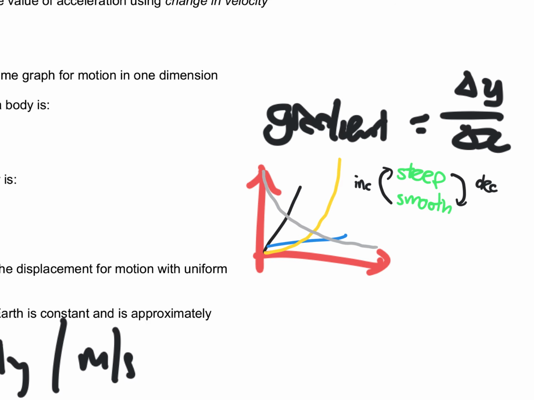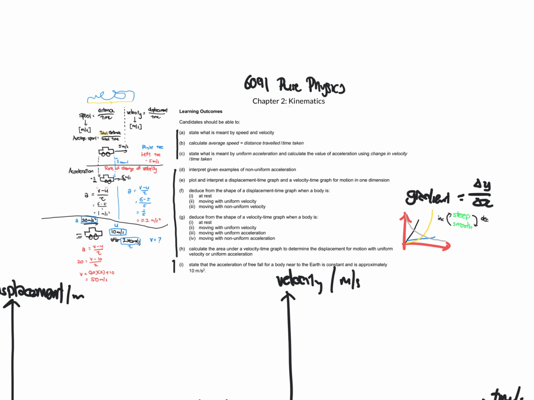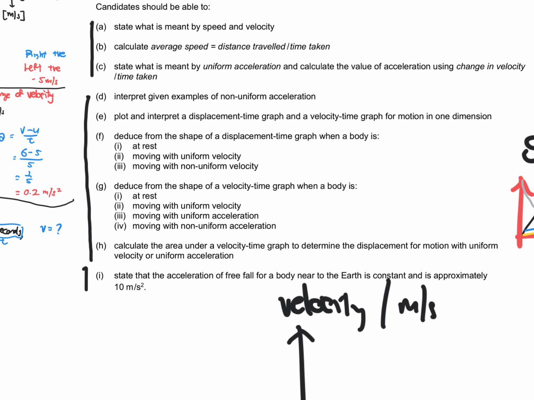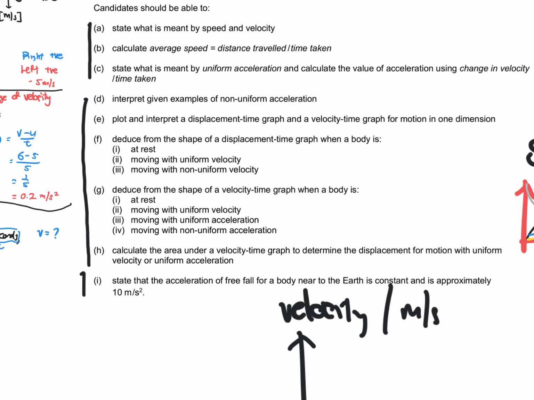Now, why is this important? It's because we'll be using these concepts of changing gradients to describe what's happening in our graph. So let's look at the displacement time graph. You are required to be able to, let's zoom in over here. For displacement time graph, you need to figure out when the body is at rest, moving with uniform or constant velocity, and moving with non-uniform or changing velocity. So let's see how we can work that out.